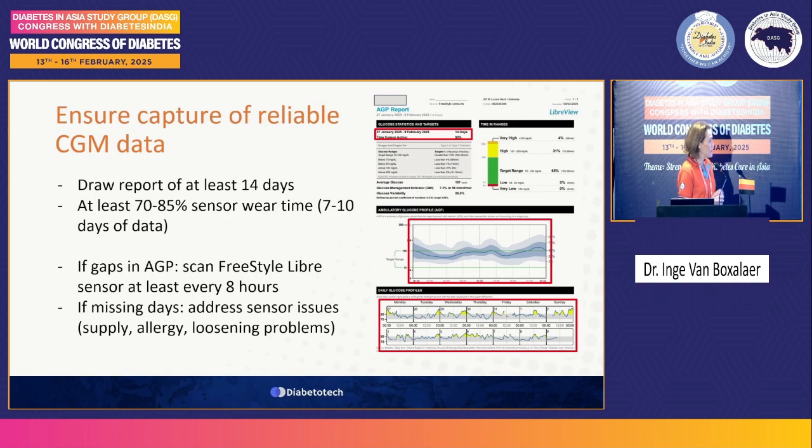If there are gaps in the AGP profile, it's that the person is not scanning enough. If they do not scan before they go to bed, you will see a gap there. Or if you see missing data, you can address this problem and ask if there is a supply problem, if there is allergy, if there is loosening of the sensor, and help your patient.